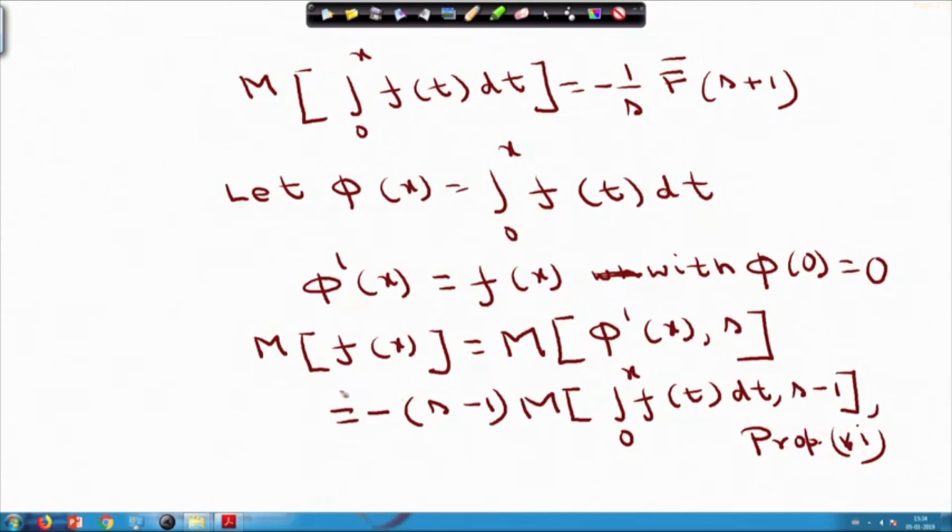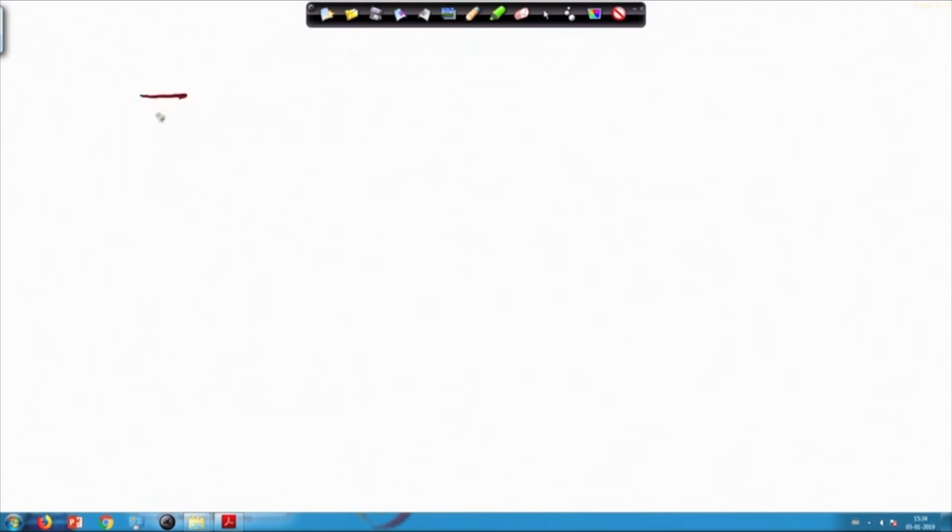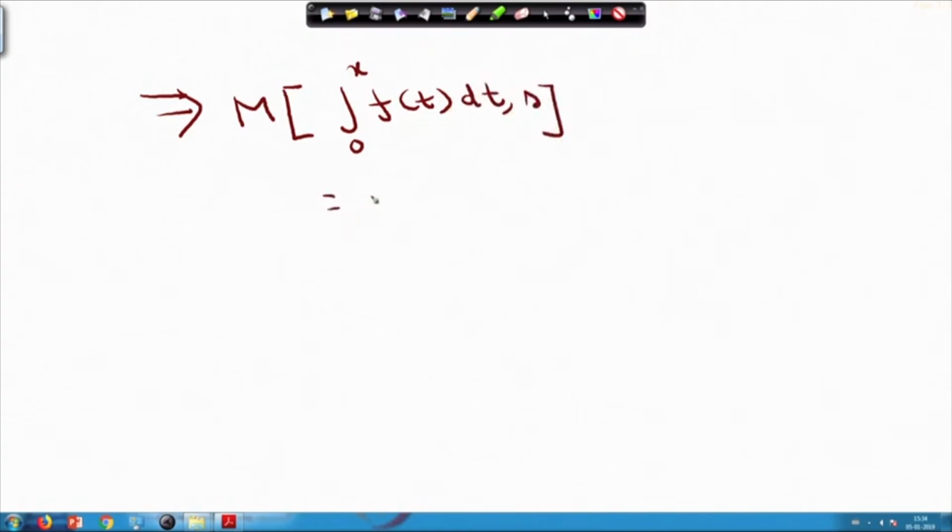So, once I write the Mellin transform of f(x) equals minus s minus 1 times the Mellin transform of integral from 0 to x of f(t) dt, with the variable s minus 1, from here you can write the Mellin transform of integral from 0 to x of f(t) dt, where the variable is equal to s. This is equal to minus s times the Mellin transform of f(x) at s plus 1.